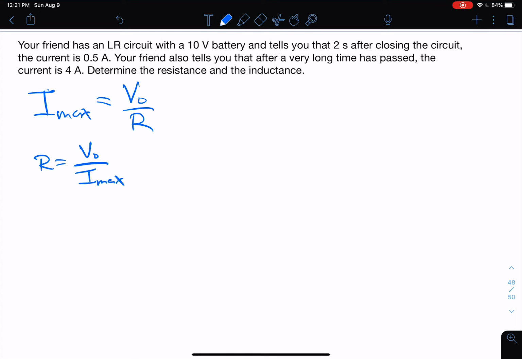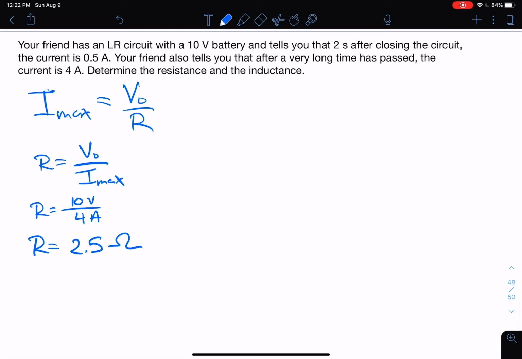So I know what V naught is. That's 10. So I've got 10 volts divided by I max, which is 4 amps. And so that means that R is going to equal 2.5 ohms. So there's my resistance. Now I need to find out what the inductance is.